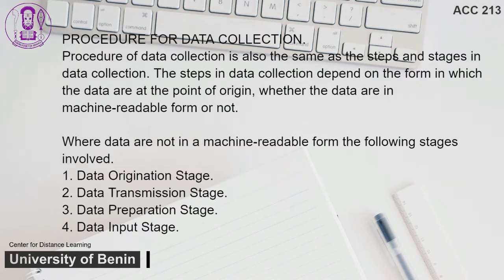Procedure for data collection. The procedure of data collection is also the same as the steps and stages in data collection. The steps in data collection depend on the form in which the data are at the point of origin, whether the data are in machine-readable form or not. Where data are not in a machine-readable form, the following stages are involved. 1. Data origination stage. 2. Data transmission stage. 3. Data preparation stage. 4.